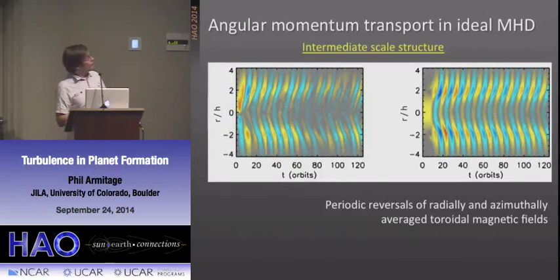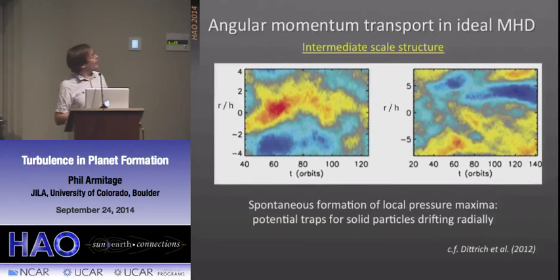So this property of the magnetic fields having some periodic behavior doesn't have any immediate implication we know of for planet formation. There's another kind of large-scale or intermediate-scale structure that perhaps does have an implication for planet formation. Here we're looking at the radial dependence of the density, now averaged azimuthally and over height. And again, it's a space-time diagram. So this is density, and this is perturbations from the mean.